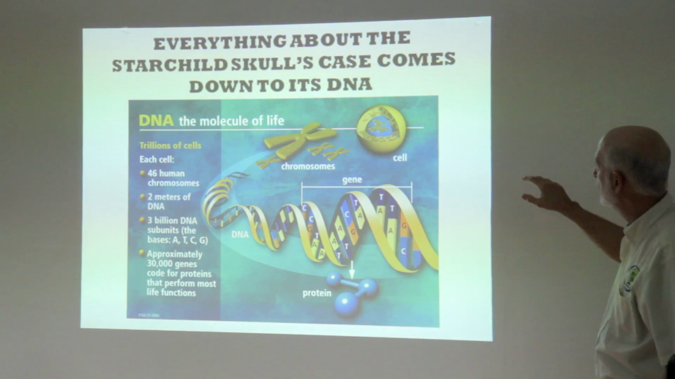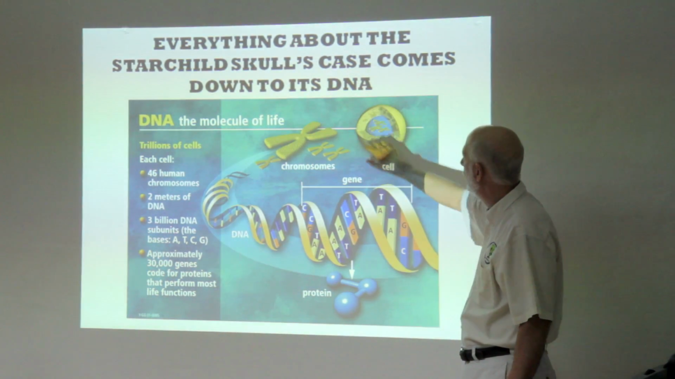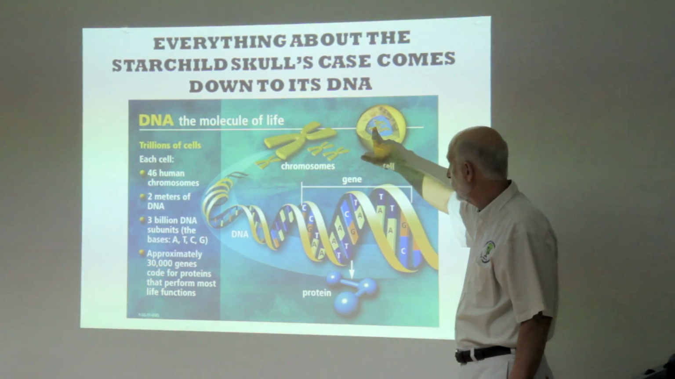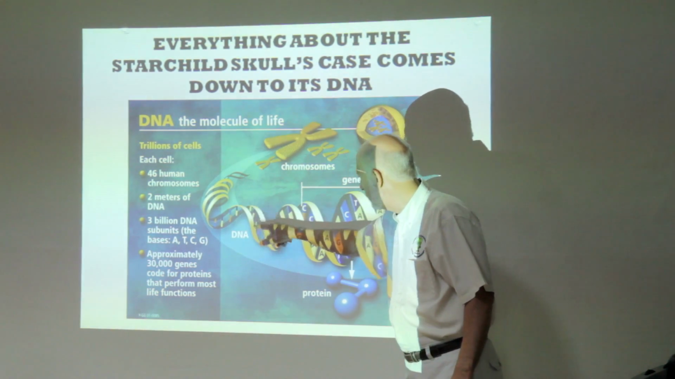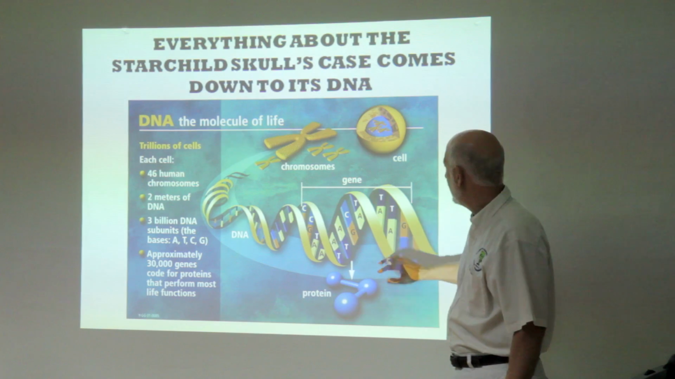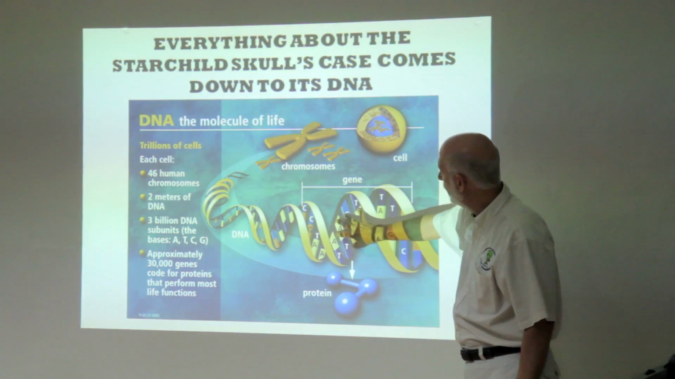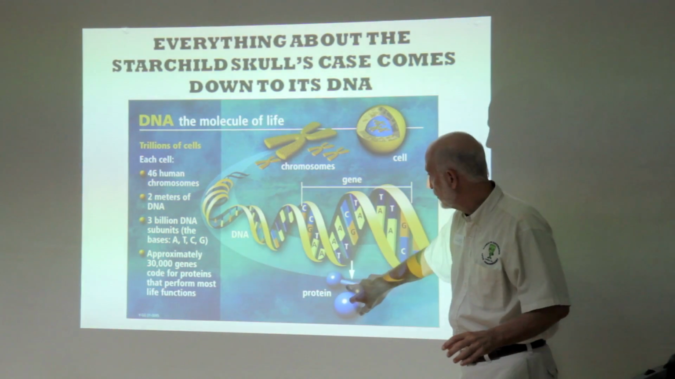Everything about the Starchild Skull's case comes down to its DNA. DNA is a molecule of life. This is a cell, and inside the nucleus are the chromosomes. Chromosomes come down and they unravel. You unravel the chromosomes and you're looking at the DNA. And the DNA is made up of the bases. We're going to see that in a minute. And what the DNA does is the good, not the junk, the stuff that works, makes proteins.